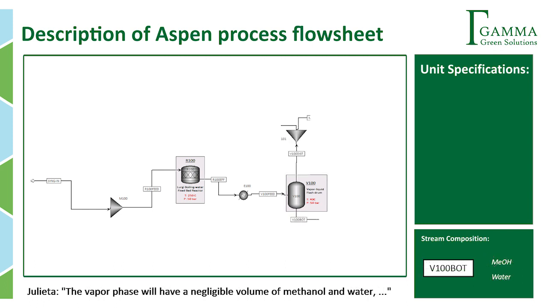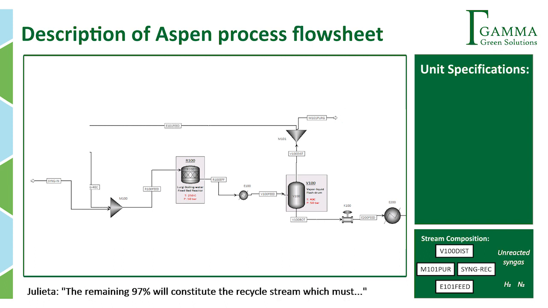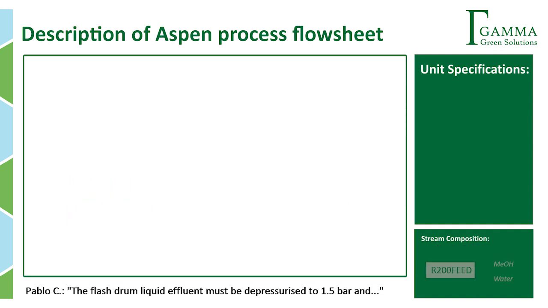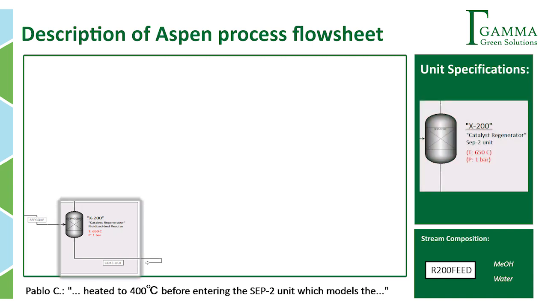The vapor phase will have a negligible volume of methanol and water, and a fraction of such will be purged, 3%, in order to reduce the accumulation of inert gases. The remaining 97% will constitute the recycle stream, which must be heated to 250 degrees Celsius to meet reactor operating conditions. The flash drum liquid effluent must be depressurized to 1.5 bar and heated to 400 degrees Celsius before entering the SEB2 unit, which models the inlet methanol loss as a result of coke formation in the catalyst regeneration unit.